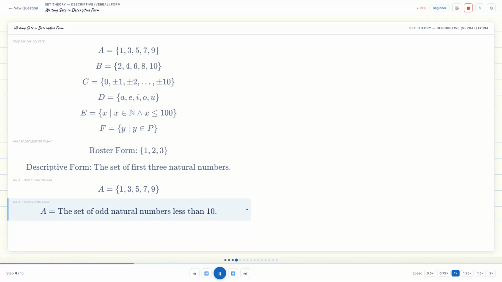So we can say A is the set of odd natural numbers less than 10. That one sentence tells us exactly what is inside the set. We don't need to list every number.